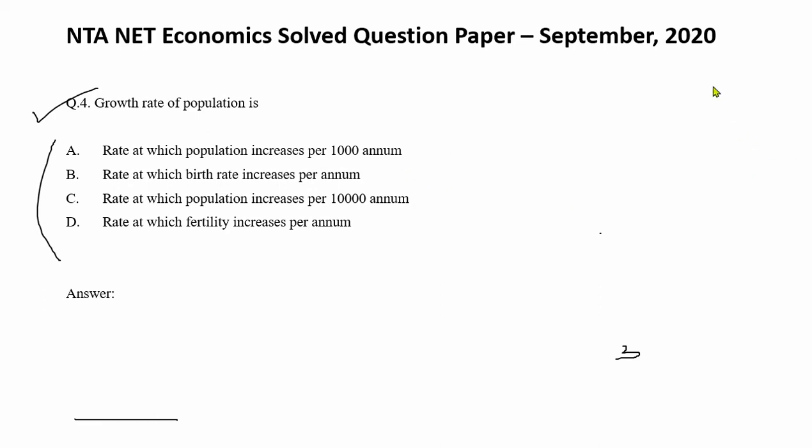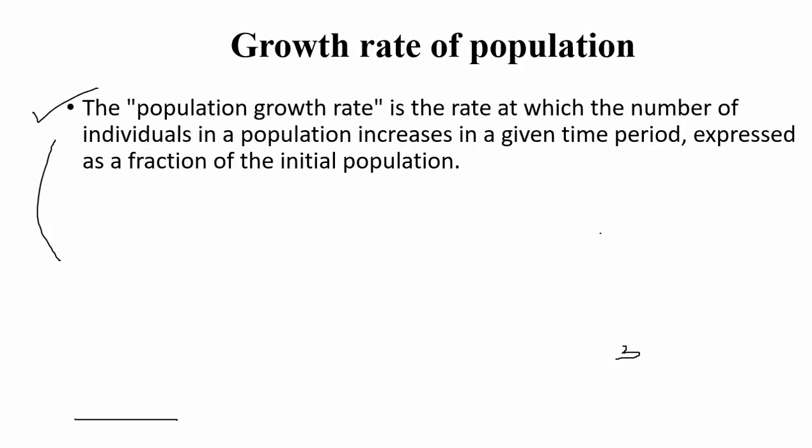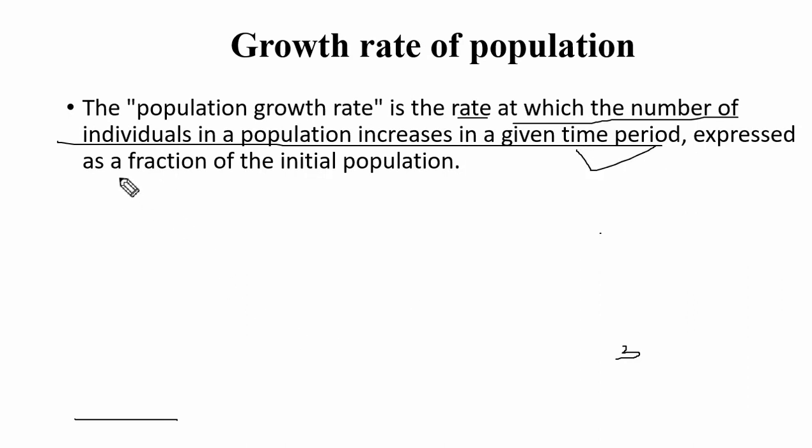Now let's understand this terminology. Firstly, when we look at the growth rate of population, it is nothing but the rate at which the number of individuals in a population increases in a given time period, and it is expressed as a fraction of the initial population. For a certain population there is an increase, and this is in terms of time, right? That rate of increase is called the population growth rate.